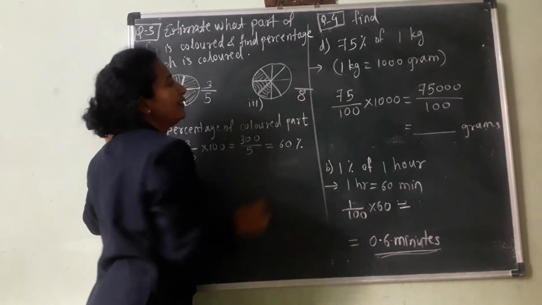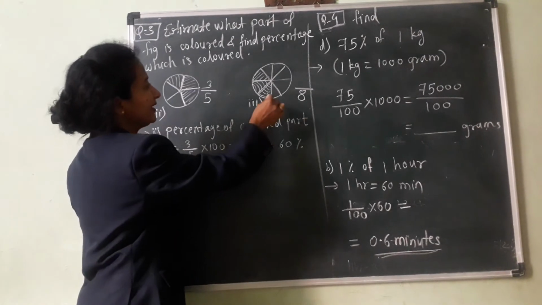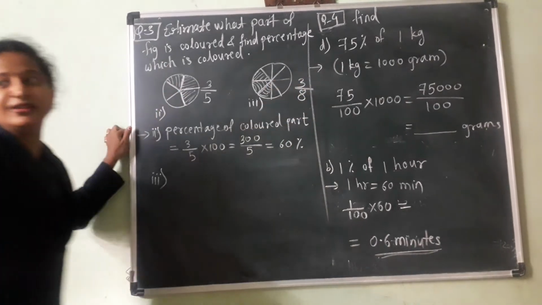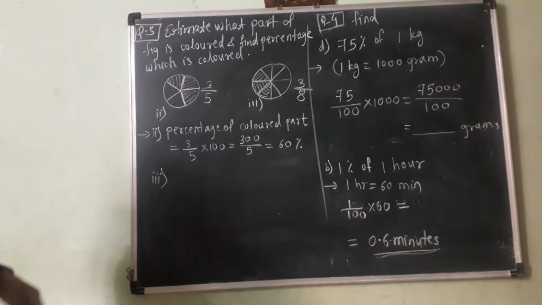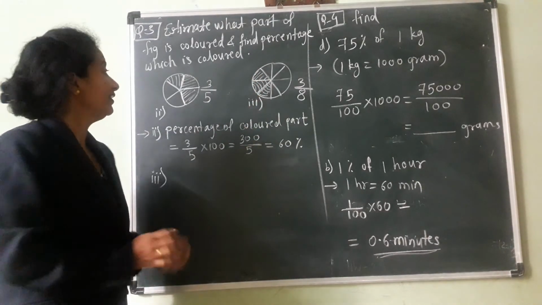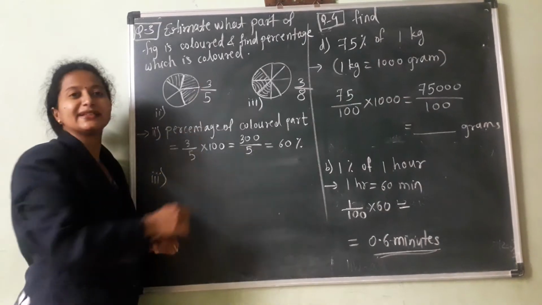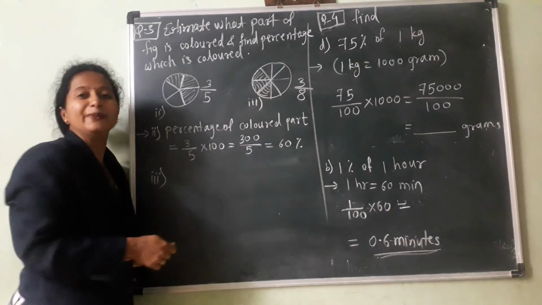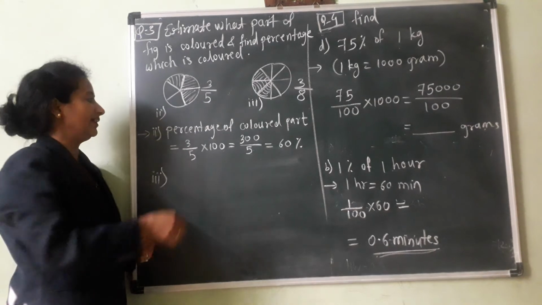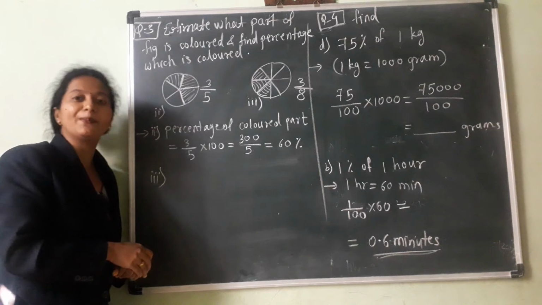The second figure is divided into how many equal parts? That is 8. And out of 8, how many parts are colored? See here, 1, 2, 3. 3 parts are colored. Let me check once again the number of parts colored. Yes, it's correct, only 3 parts are colored. That means the fraction of the colored part in the second figure is 3 upon 5, and in the third figure it's 3 upon 8. Now we have to find the percentage of the colored part.